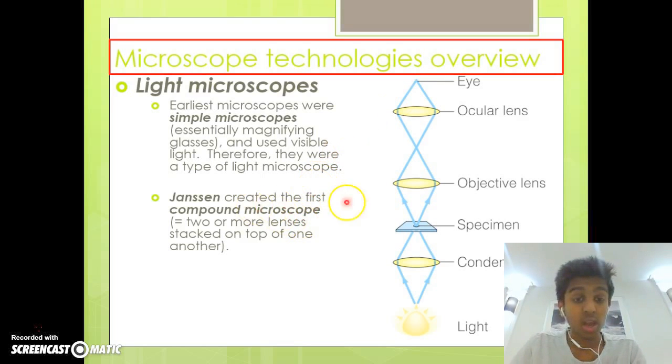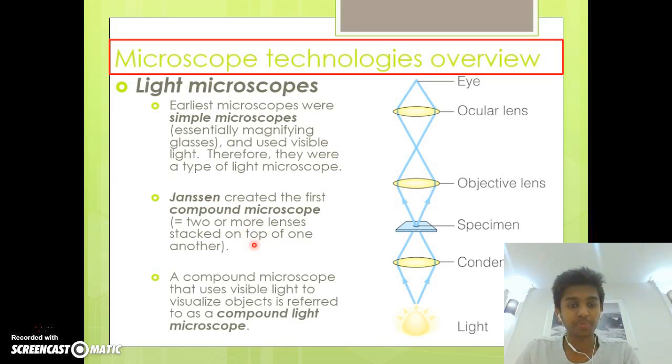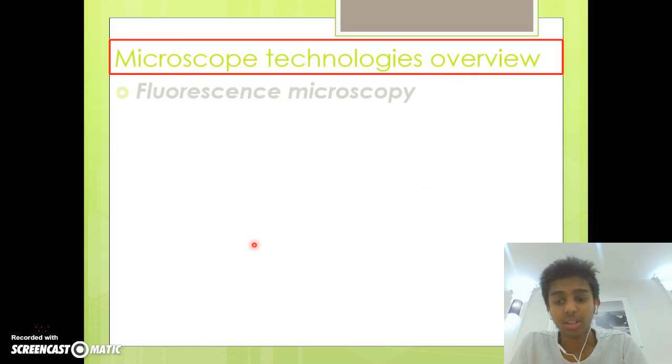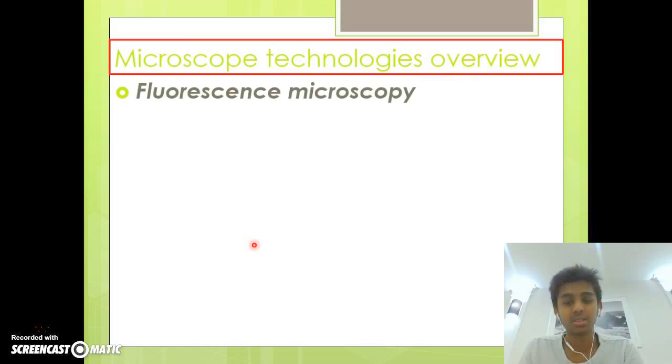Since it involves light, that's a light microscope, and as we spoke about earlier, Janssen was the first one to create the compound light microscope, which is two or more lenses stacked on top of each other. A compound microscope that uses visible light is a compound light microscope. We're not idiots. I said it like 6 times.